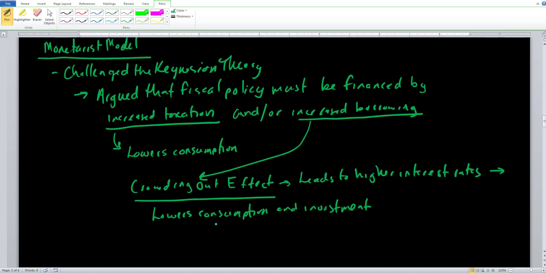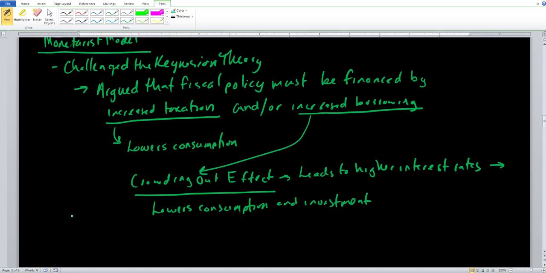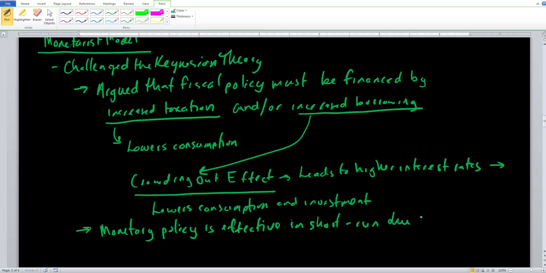So because of these arguments right here, what do the monetarists believe is going to be best for the economy? That's where monetary policy is going to be very, very effective. So the main conclusion that we draw out of this is that monetary policy is effective in the short run, due to the usual monetary mechanisms.